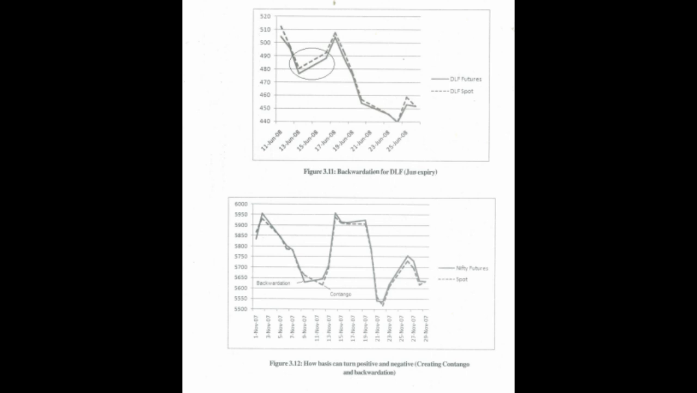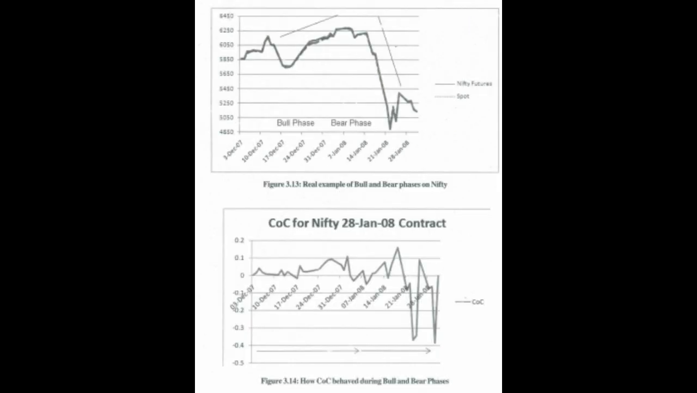Backwardation, inverted market. When the price of the futures contract is trading at a lower price than the underlying spot, basis is negative, the market is said to be in backwardation. This term is the opposite of contango. Backwardation happens due to various reasons, sometimes indices and scrip are in backwardation when bearish market is expected. Figure 3.11, backwardation for DLF, June expiry. Look at the screen. Figure 3.12, how basis can turn positive and negative, creating contango and backwardation.